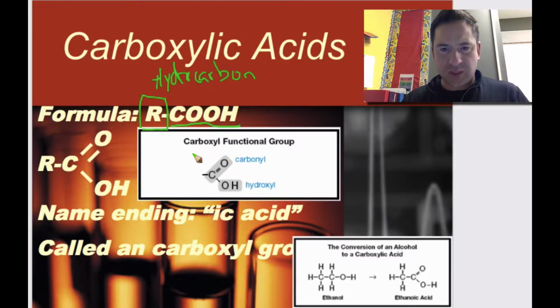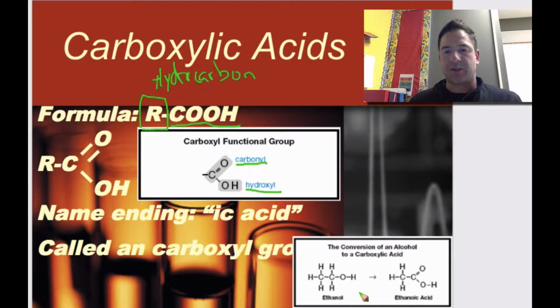So now take a look at this carboxyl group here. We're going to have our carbon, and notice that there's this double bonded oxygen and a hydroxyl. So we call this double bonded oxygen, attached to this carbon, our carbonyl, and this is our hydroxyl. So you might want to recognize those words, okay?